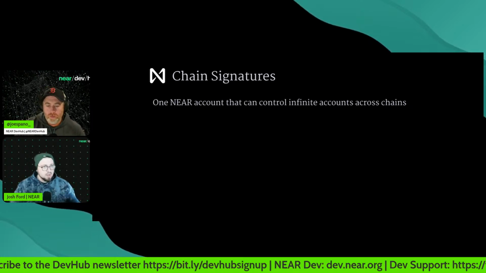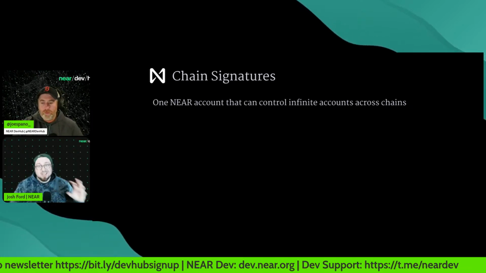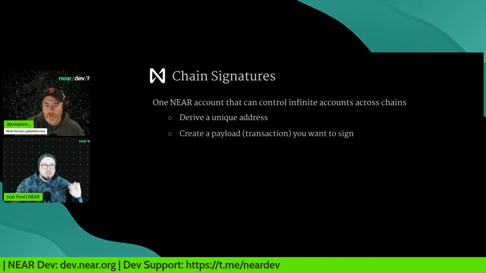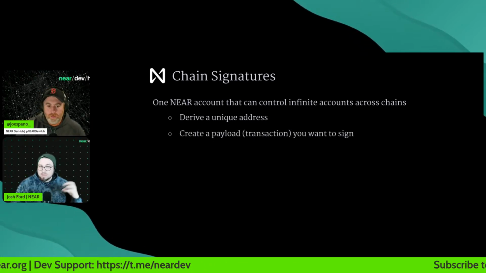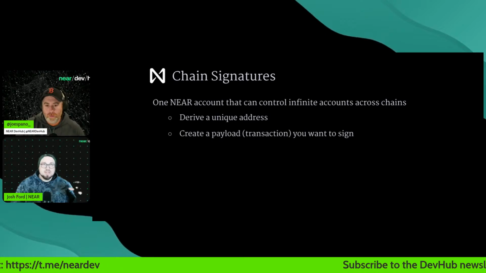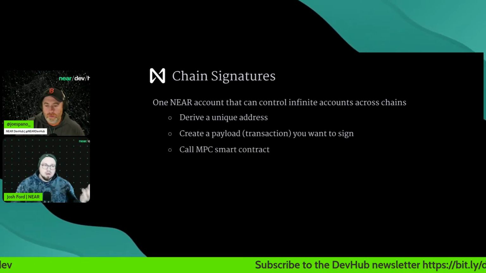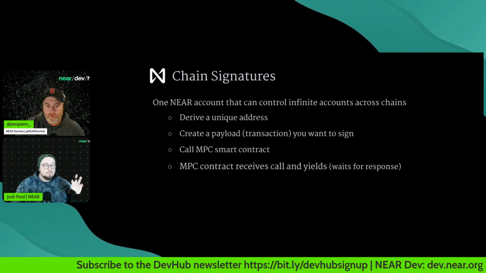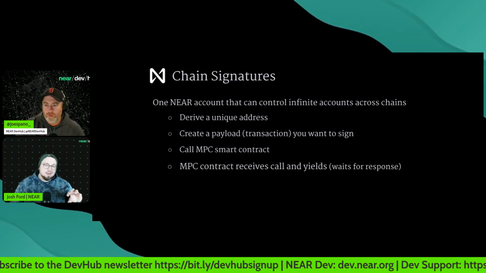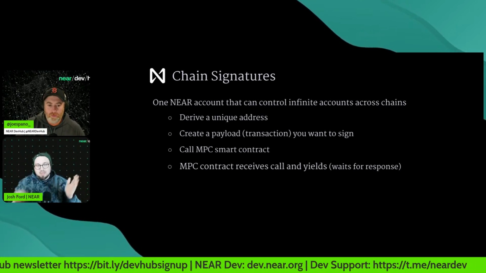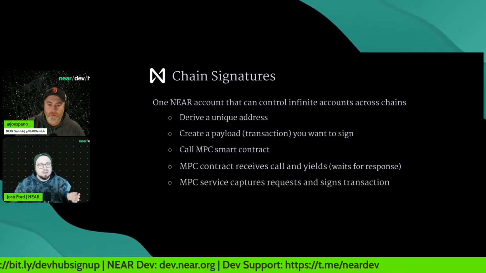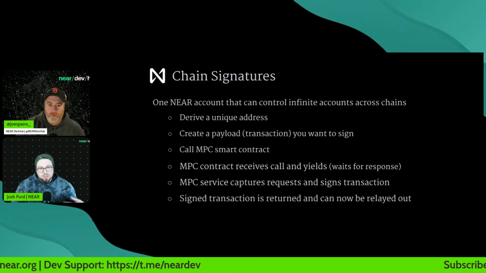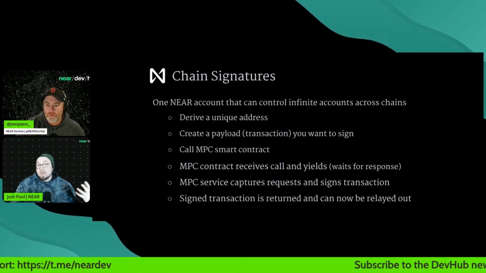And again, it's one Near account that can control nearly an infinite amount of accounts across chains. We're going to derive that unique address, create the payload or a transaction or whatever it is that you want to sign or have signed by this MPC service, and call that MPC contract. That MPC contract is going to receive the call and yield, which actually waits for the response. So it sits there and waits. Then the MPC service captures the request and signs the transaction. And once that signed transaction is returned, you can now be relayed out.